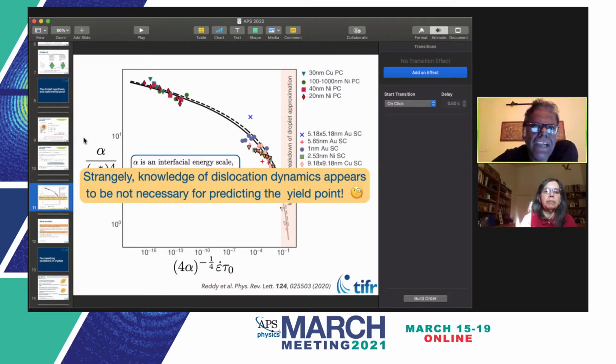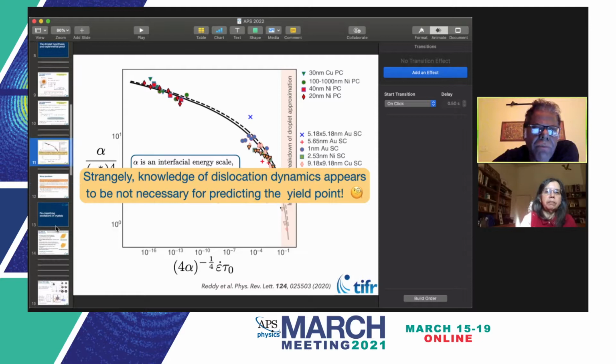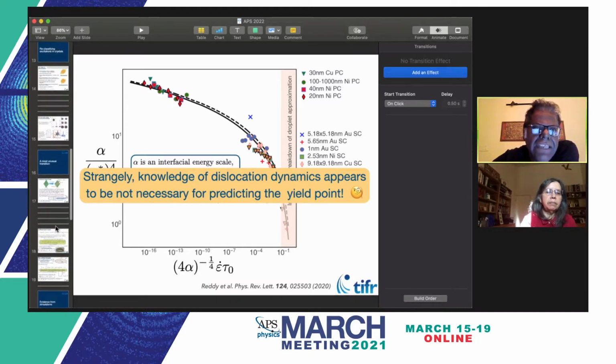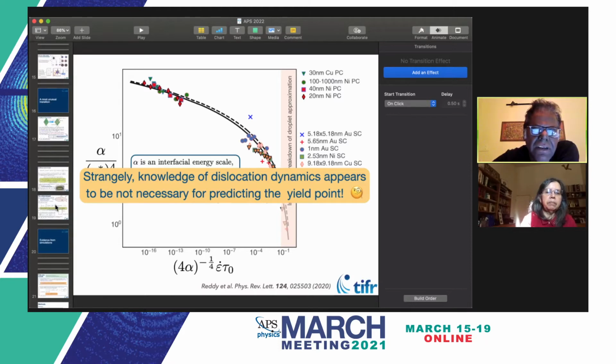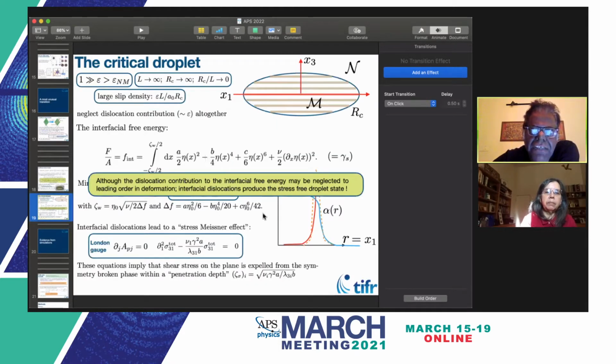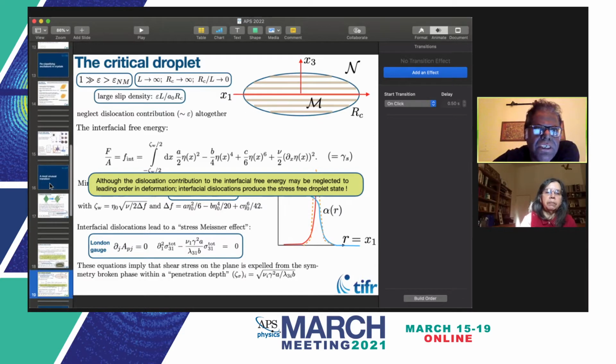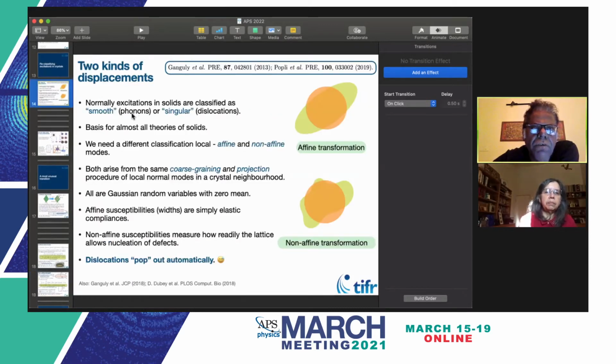Now, of course, this theory depends on the fact that there are these droplets. So, what kind of droplets? From where do they come? That leads us to this new calculation of the droplet energy, and showing that stress-free droplets are produced automatically. Here I want to make a small statement: normally, when you divide fluctuations into smooth and singular, you have already coarse-grained the displacements into a displacement field. So you have actually thrown away all non-affine displacements. You have assumed that displacements are smooth. And that is why you get into all these problems of core energy of dislocations and so on.